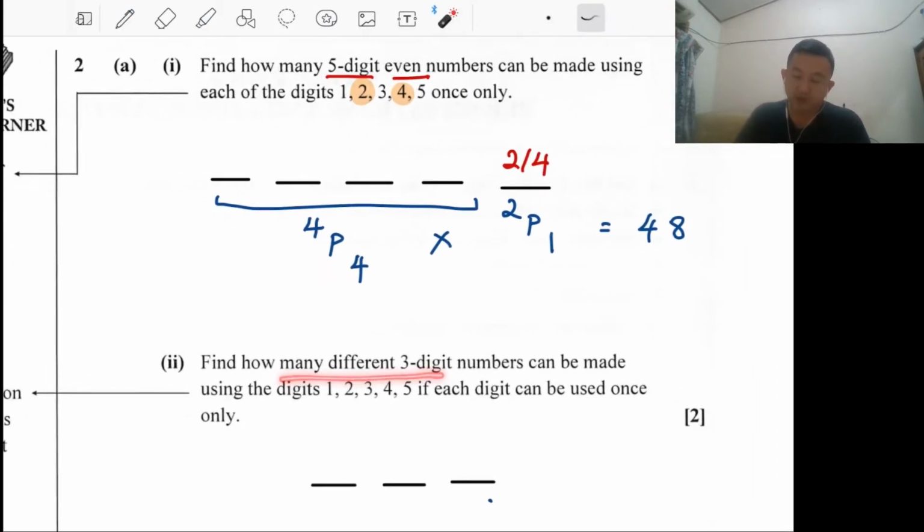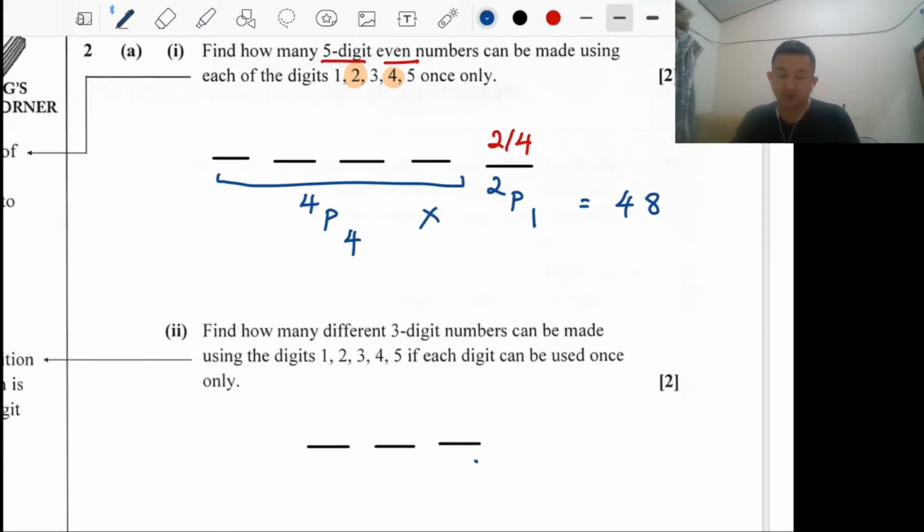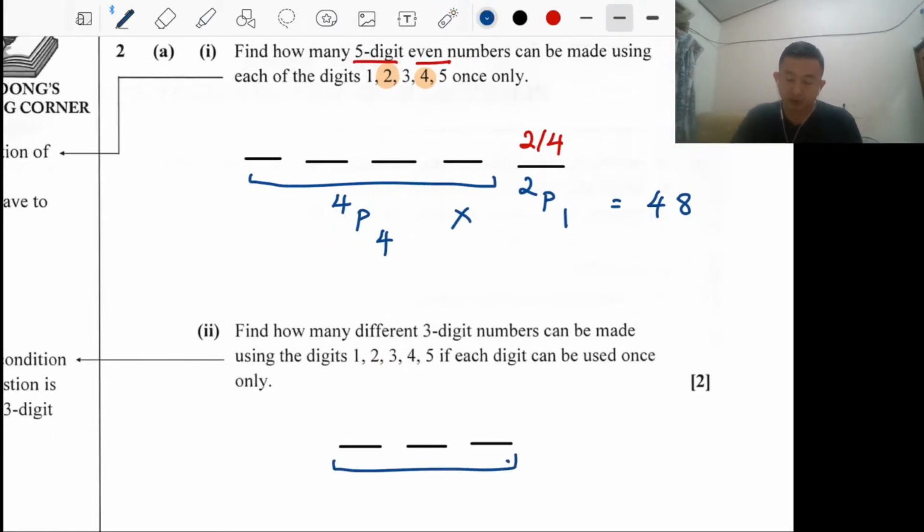Okay, then we go on with the next question. Find how many 3-digit numbers. 3-digit number, that's why only 3 slots, not 5 slots, using the digits 1, 2, 3, 4, 5. So this one is not 5P5, because even though you have 5 digits, there are only 3 slots. So it should be 5P3. You need to select 3 slots only, out of 5 digits, you're going to pick 3. 5P3, that will be 60.